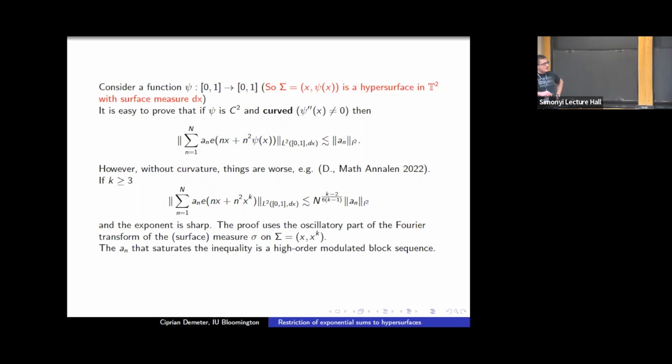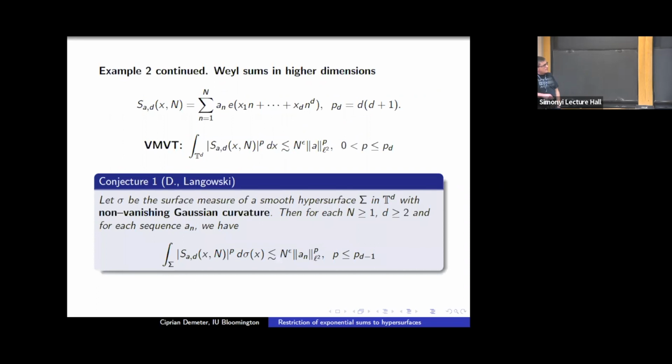The terrible sequences again that saturate this inequality are a bit more complicated. They are higher order modulations of what I call block sequences. So this is a first example that shows you that curvature actually plays a role for Weyl sums. Curvature, or the lack thereof, in the case of sigma, is very critical. And I'll have a few more examples.